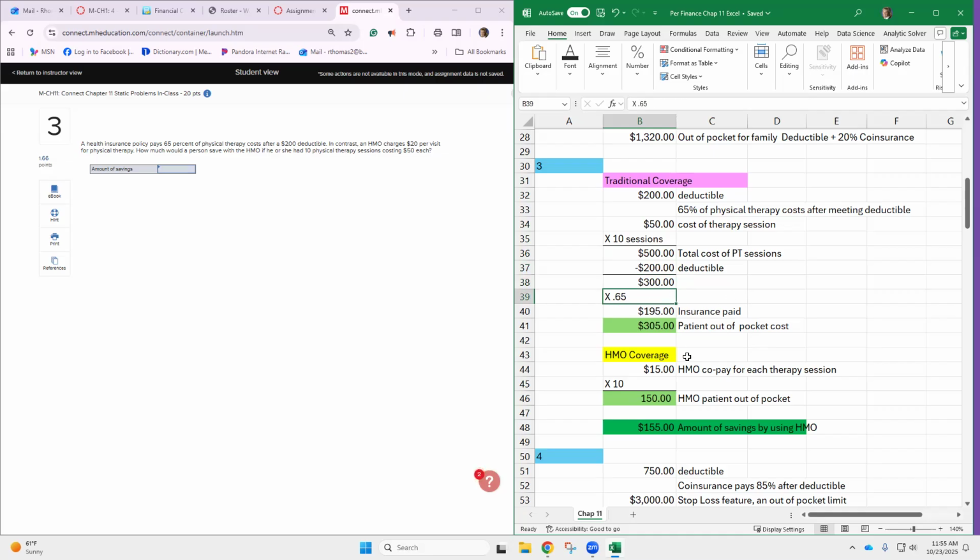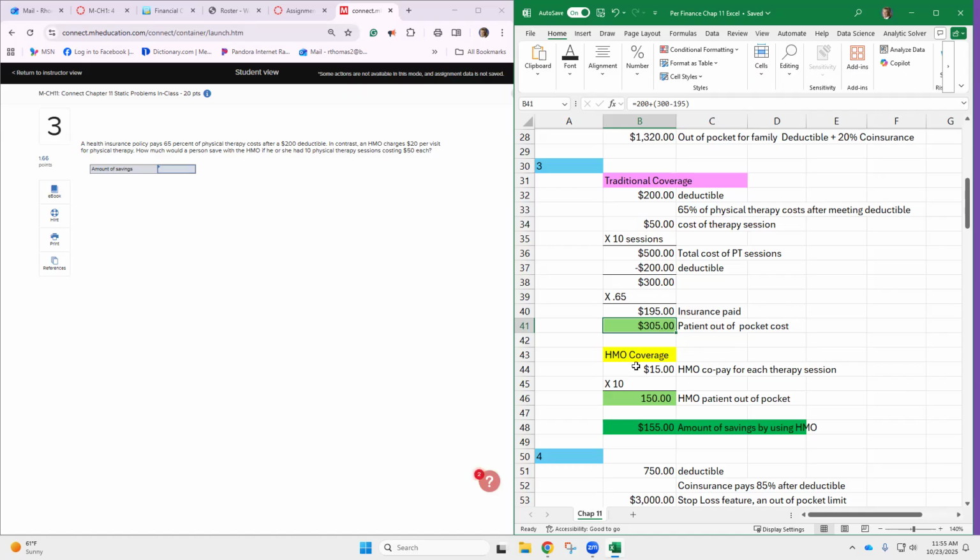We take 65% of that, so 65% of that medical bill will be paid. Insurance is going to pay $195. Because of the deductible and the other 35%, the patient will pay out of pocket $305. But what they want is, what is the savings between the two policies?